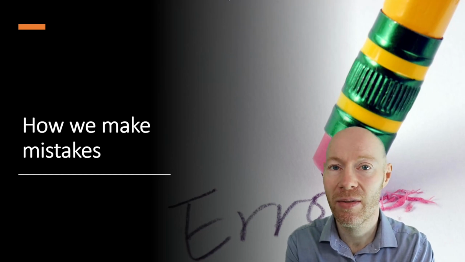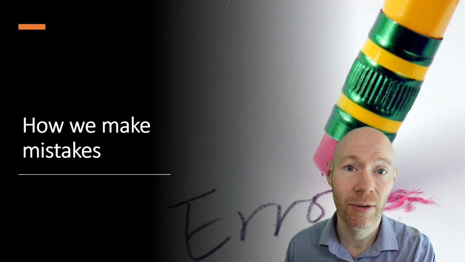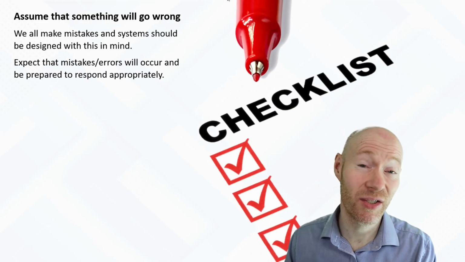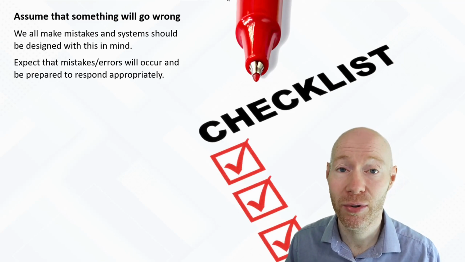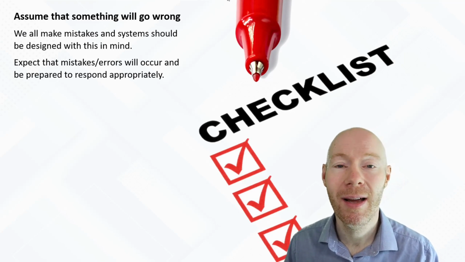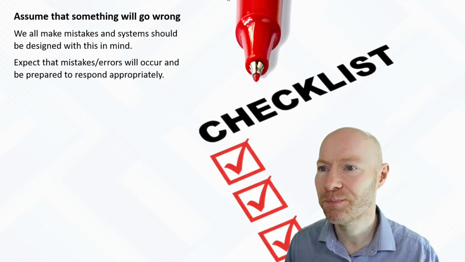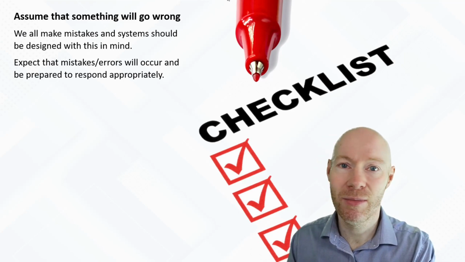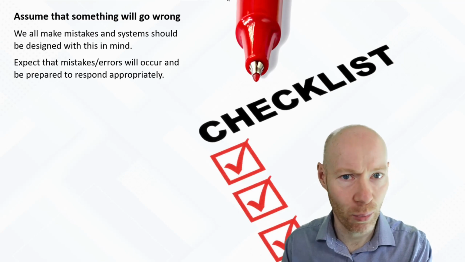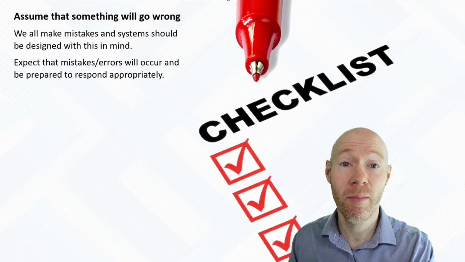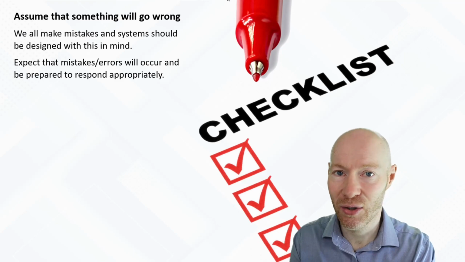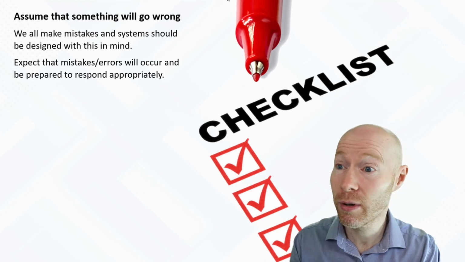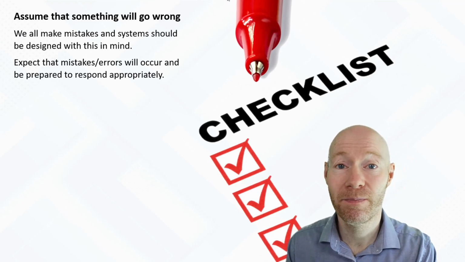We can expect them, and we can think about what we will do in return when they happen. So that's the first bit. Assume that something will go wrong because it's a probable outcome, certainly for any large group of users. So we all make mistakes, and that means that when we're designing our systems, we should not view that as something unwelcome or unexpected. It should be routine, it should be expected, it should be a key element of how we go about design. So expect that mistakes and errors will occur and be prepared to respond to them. Simple enough message.